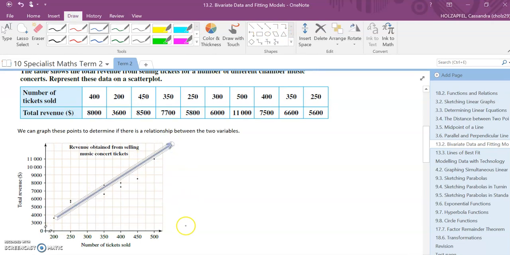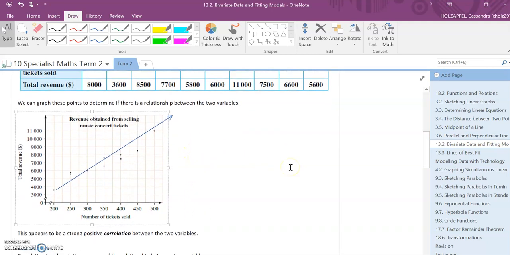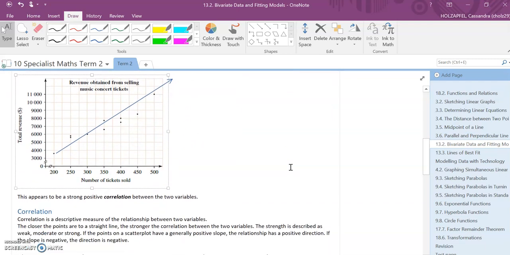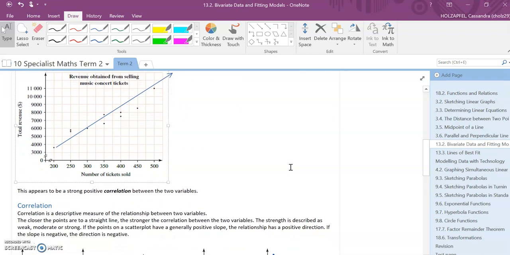So I'm assuming that the more tickets that you sell, the more money that you are going to make. That seems pretty common sense to me. But we can't say that it's necessarily the ticket sales that are causing the revenue. It could also be something like the popcorn that's being sold, or drinks that are being sold, whatever. So it's not just the number of tickets sold that will indicate the total revenue, but it's a pretty good predictor of what the total revenue is going to be.